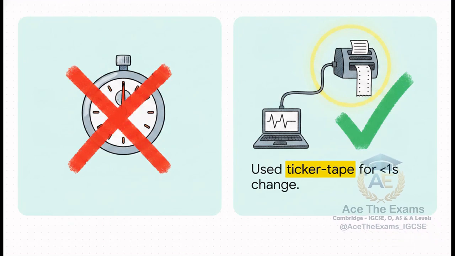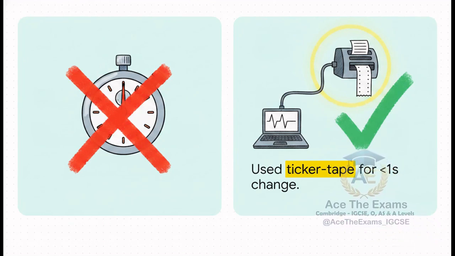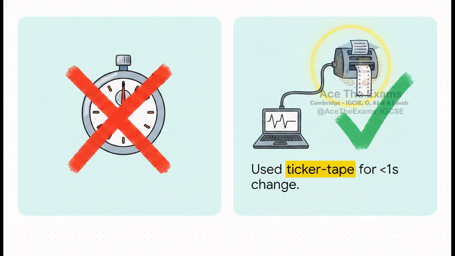Now check out how the top band answer totally fixes this. Instead of a basic stopwatch, the top-tier student writes, used a ticker tape timer or a data logger to measure the rapid change in distance over time intervals of less than 1 second. See the difference? They correctly identify the automatic apparatus needed for the exact physical reality of this specific experiment.